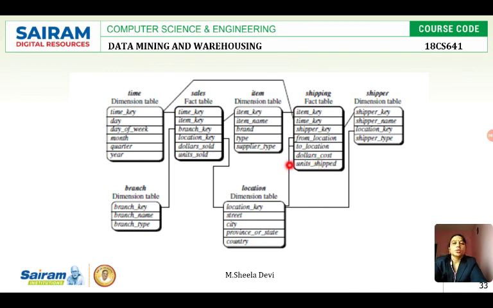Clear? So only one thing you have to remember in the fact constellation, we have 2 or more fact tables. In the previous 2 types, we had only one fact table. Here we can have 2 or more fact tables which will share the dimension tables. That's it. This is all about the types of schemas in the data warehouse. Hope you would have understood better. Thank you.